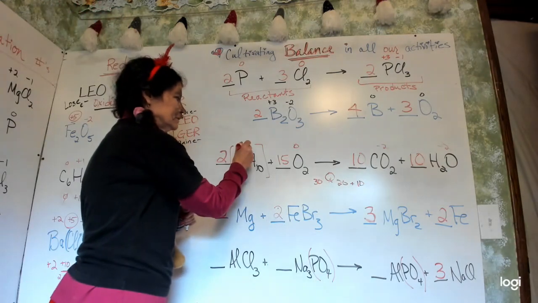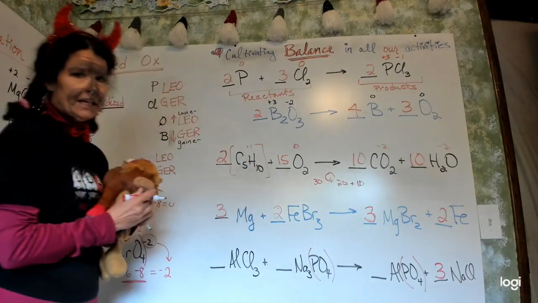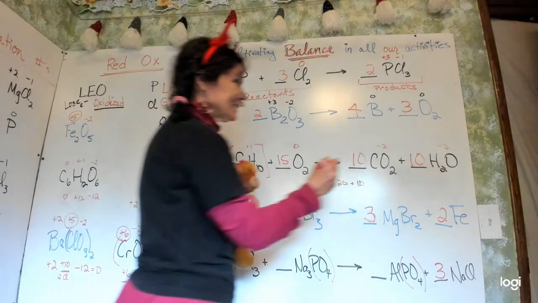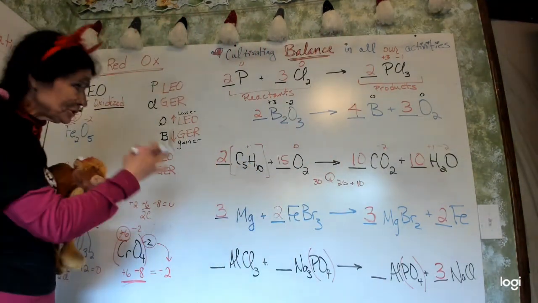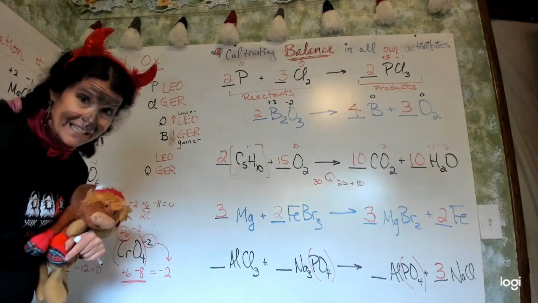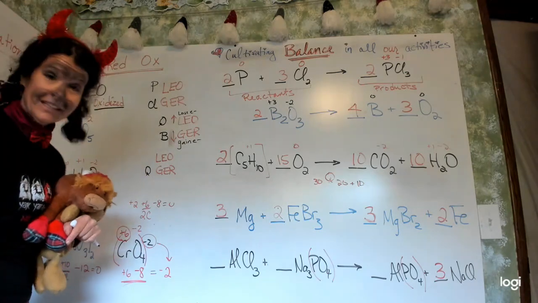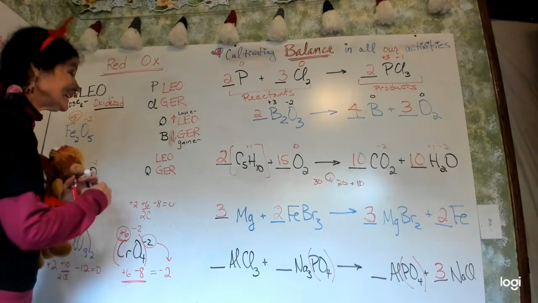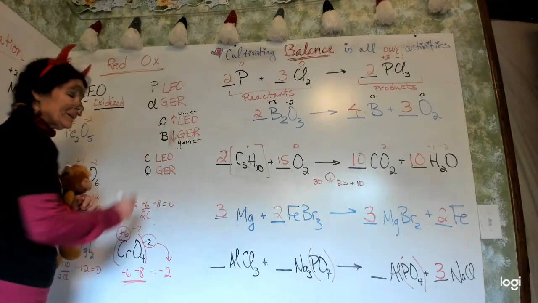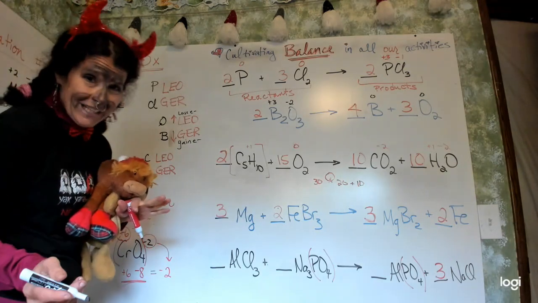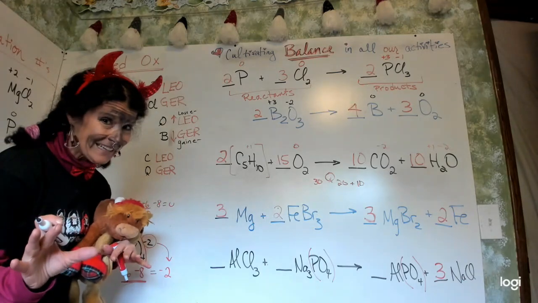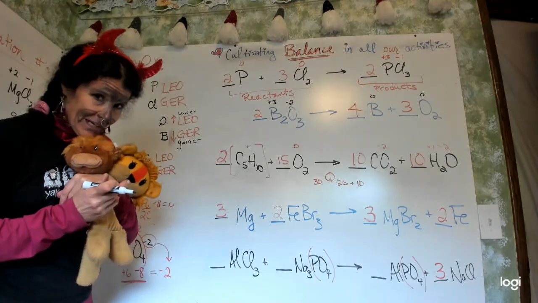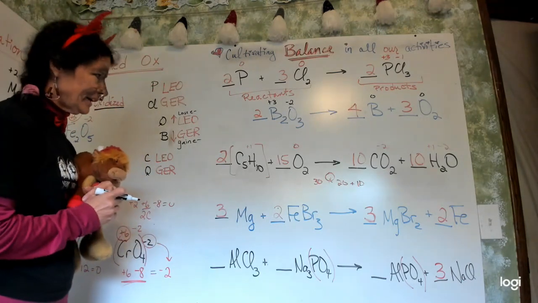Hydrogen. In compounds, hydrogen's +1. Hydrogen's in a compound on both sides. Hydrogen's +1 and it's still +1. Nothing happened. The answer is not hydrogen. All we're left with is the carbon. Let's go ahead and do the carbon's oxidation number. These are tough, but we got it. We got it because we got Leo and we got red with us.